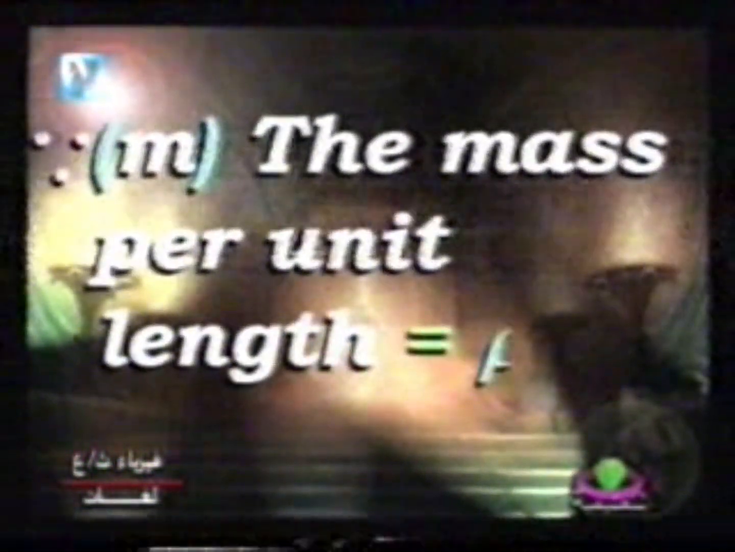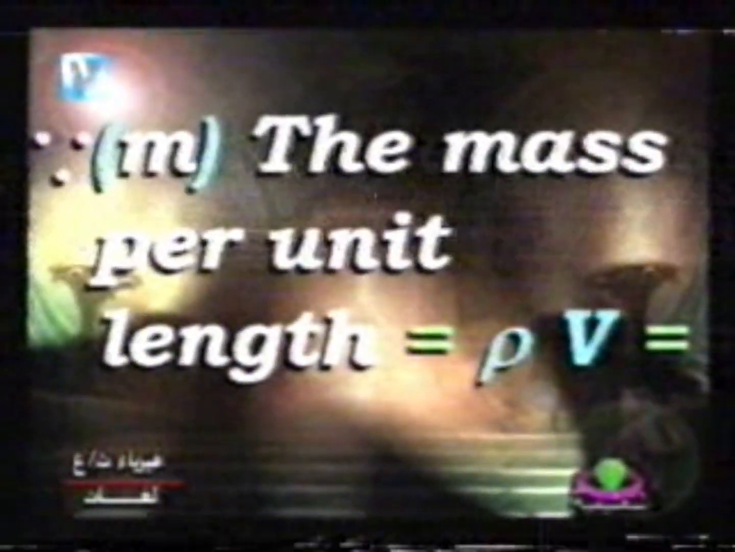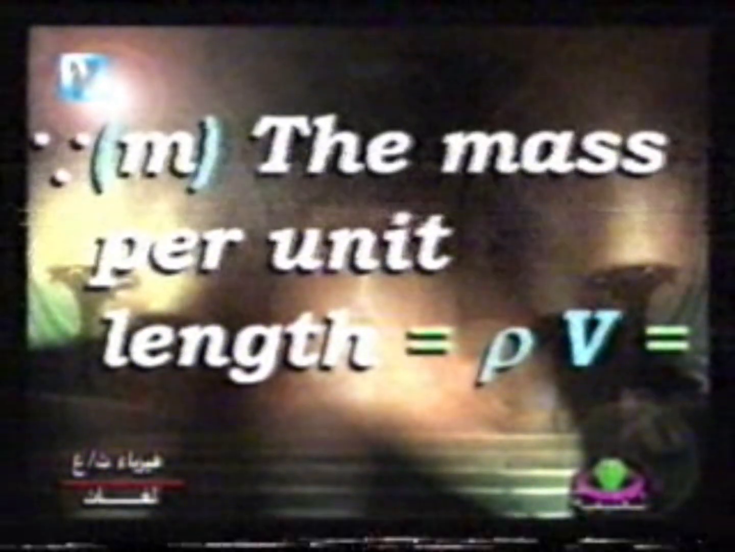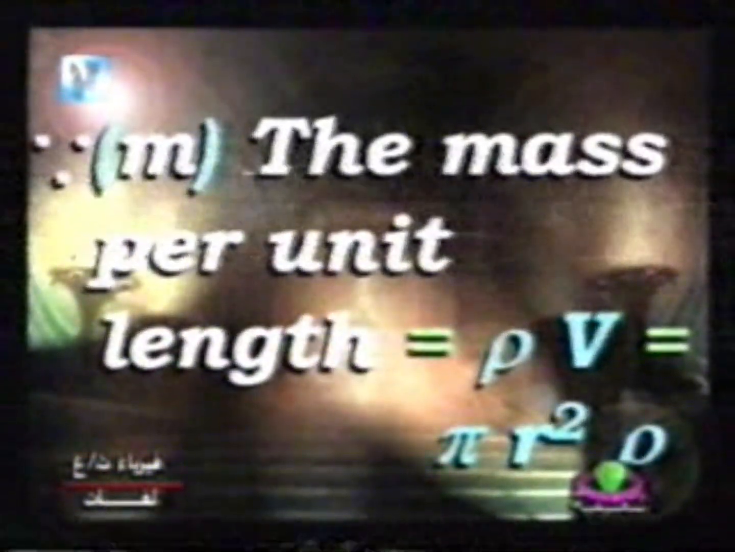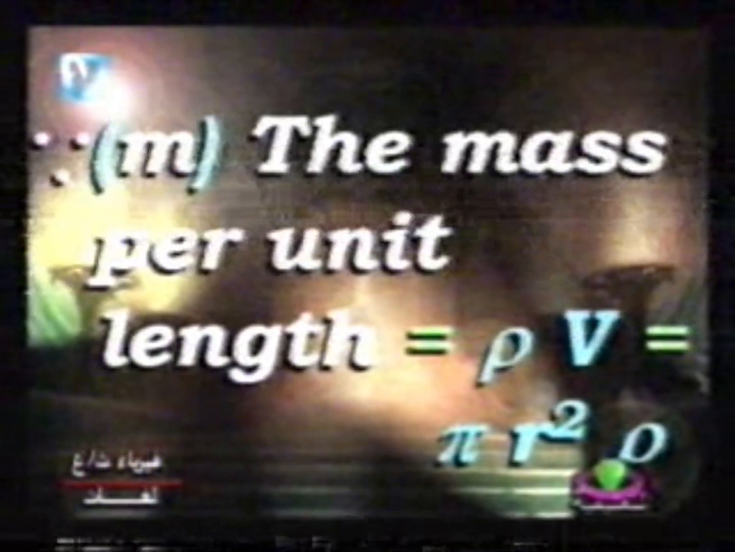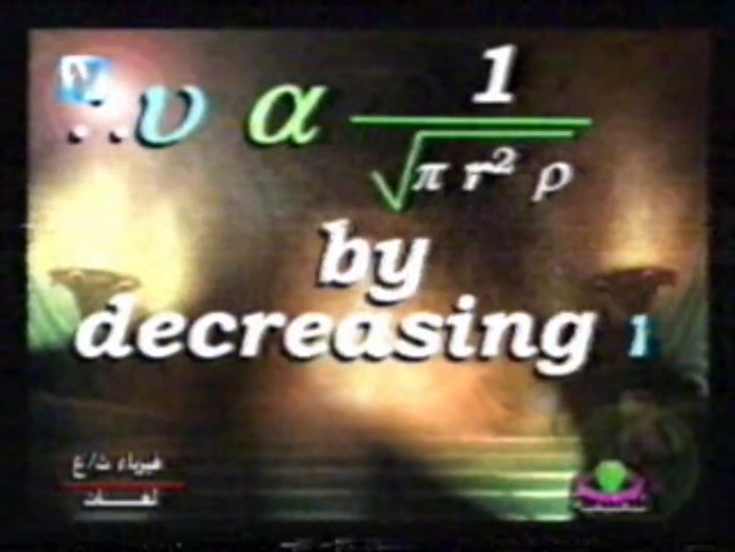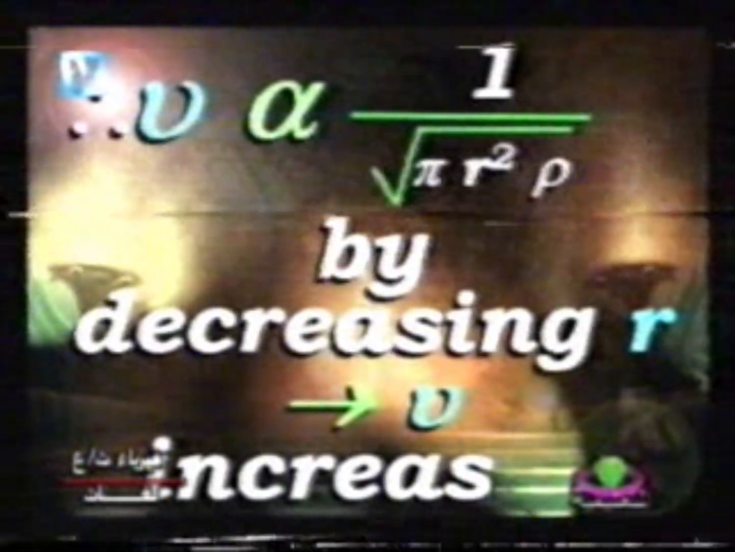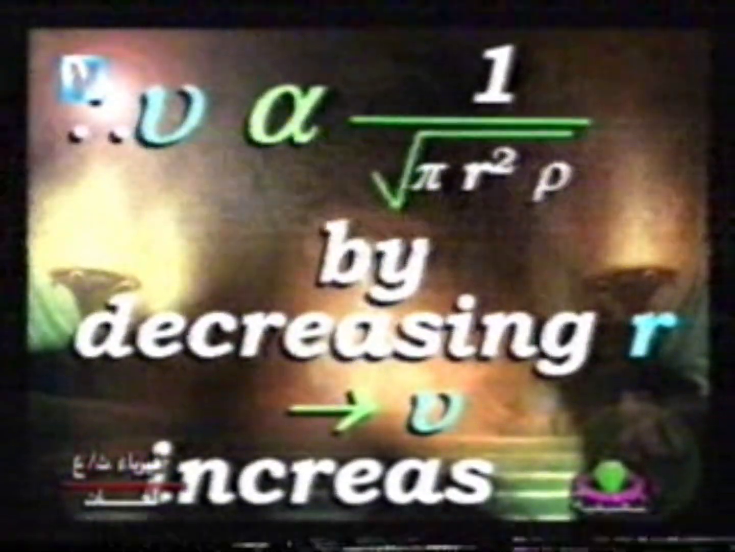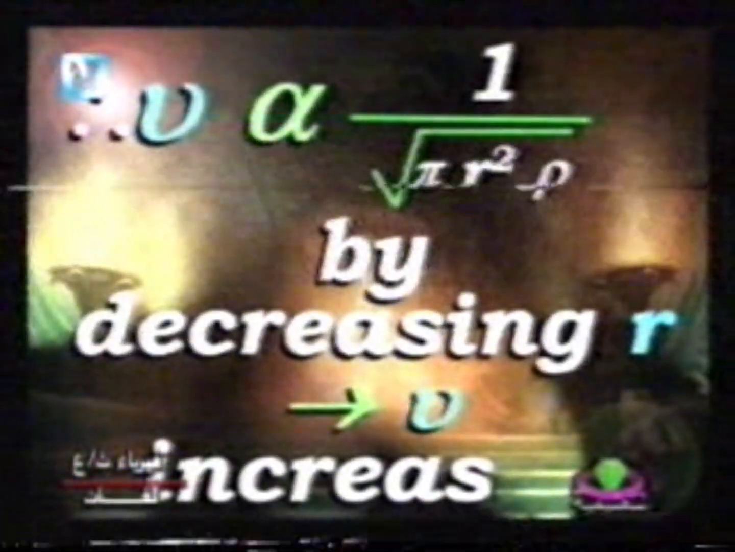Since mass per unit length equals rho times v, density times volume, the mass per unit length equals pi r squared rho. Therefore, nu varies with 1 over root pi r squared rho. That's to say, by decreasing r, nu increases.